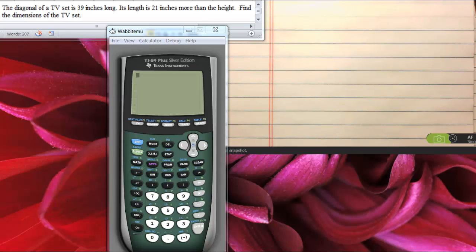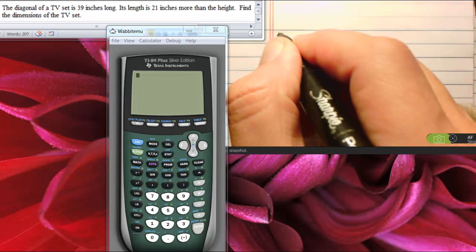The diagonal of a TV set is 39 inches long. Its length is 21 inches more than the height. Find the dimensions, that is, the length and the width, or in this case, the height and the length. Find the dimensions of the TV set.